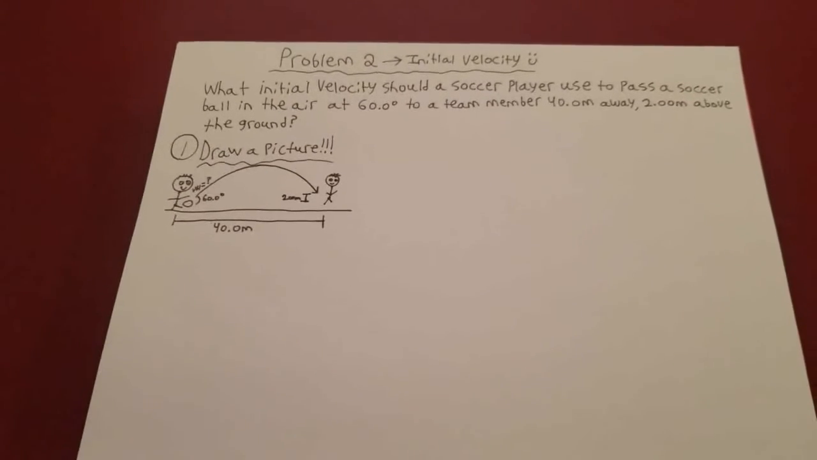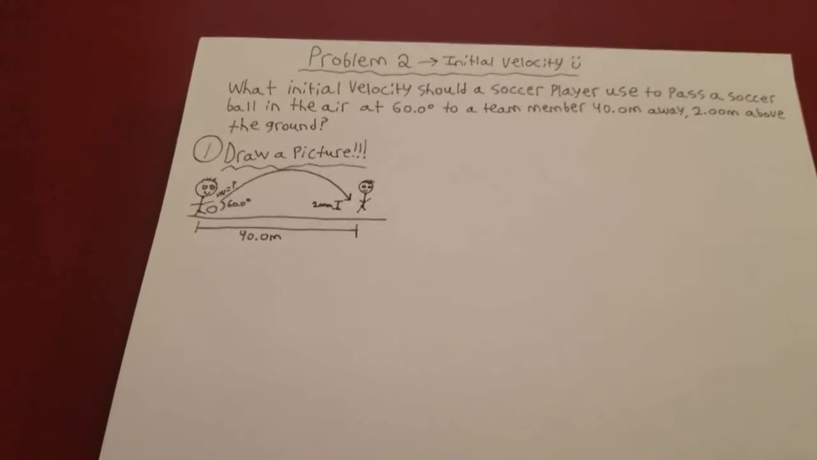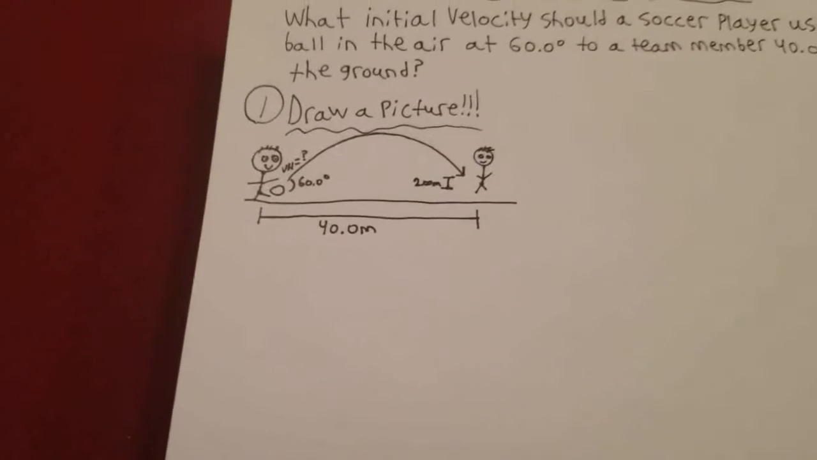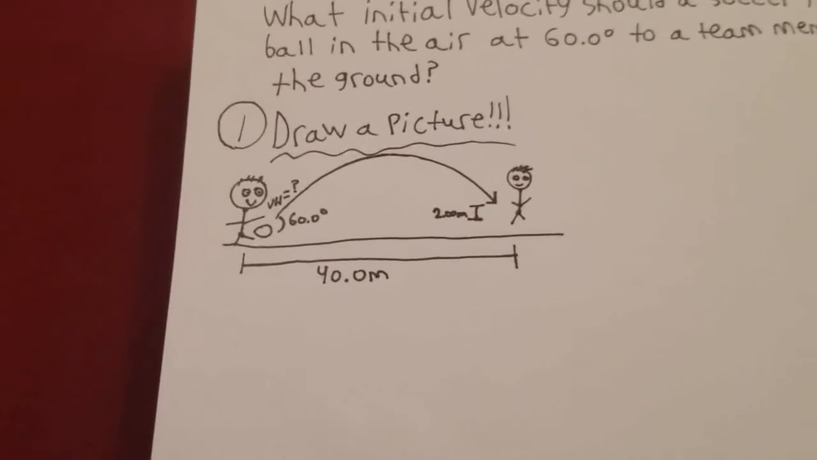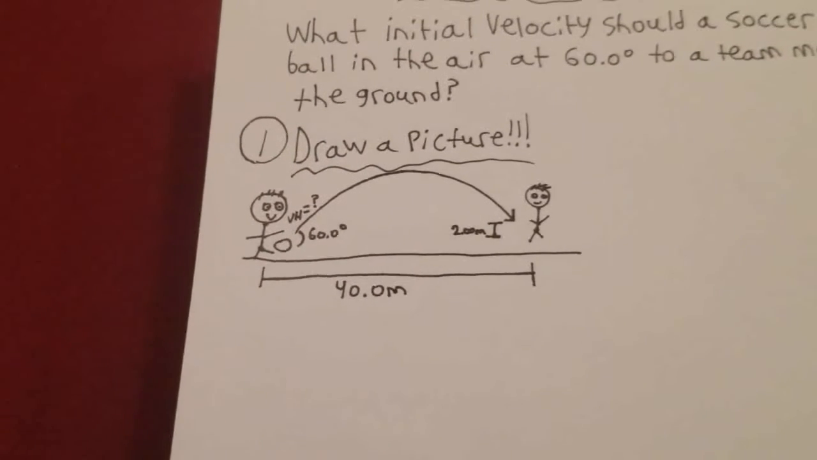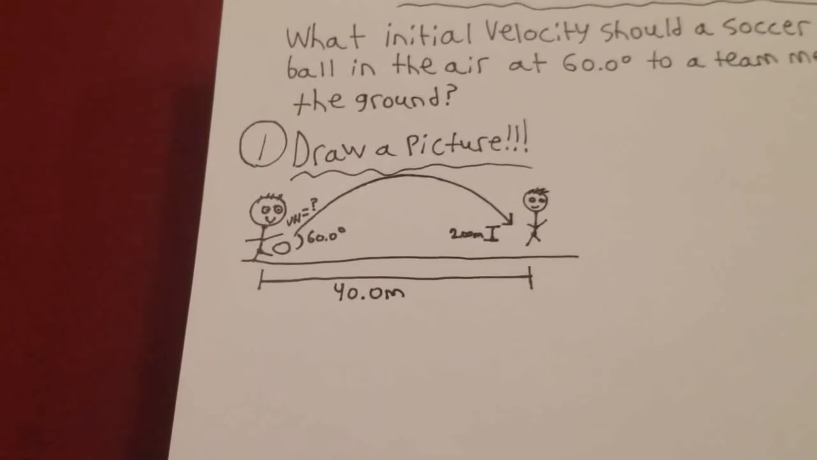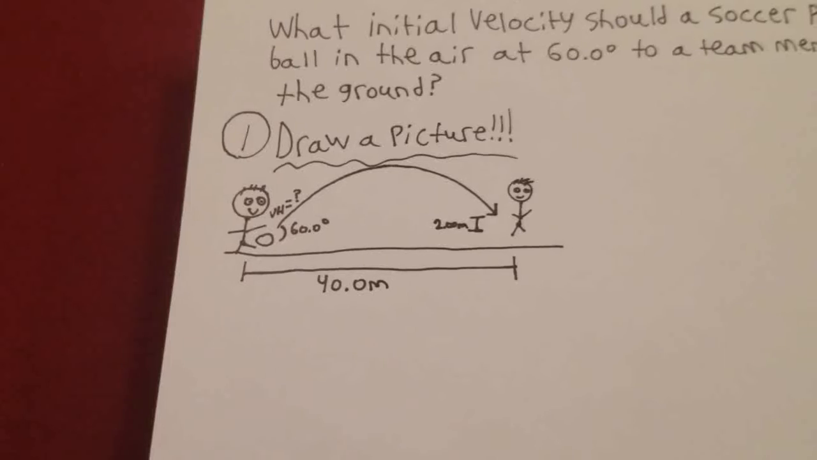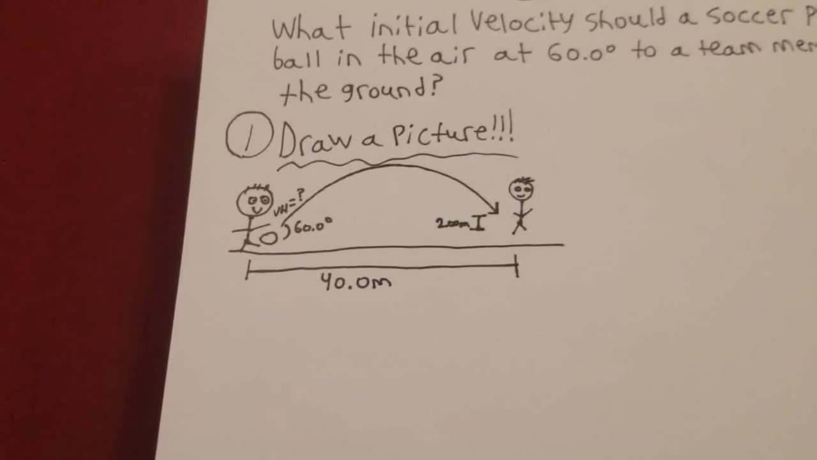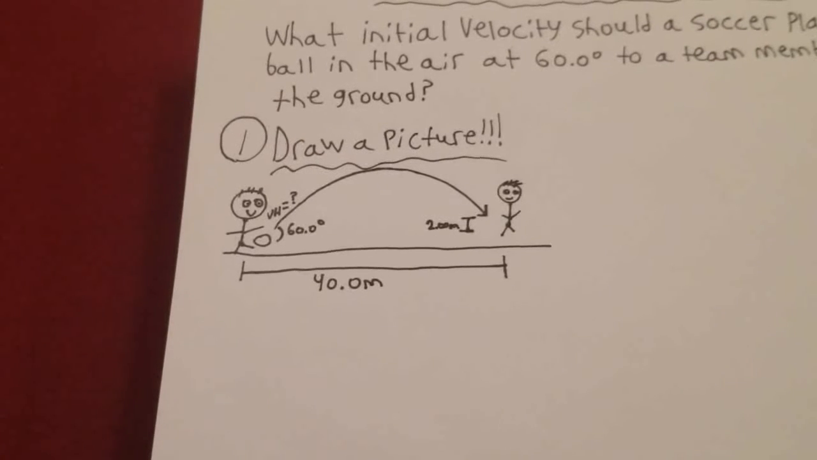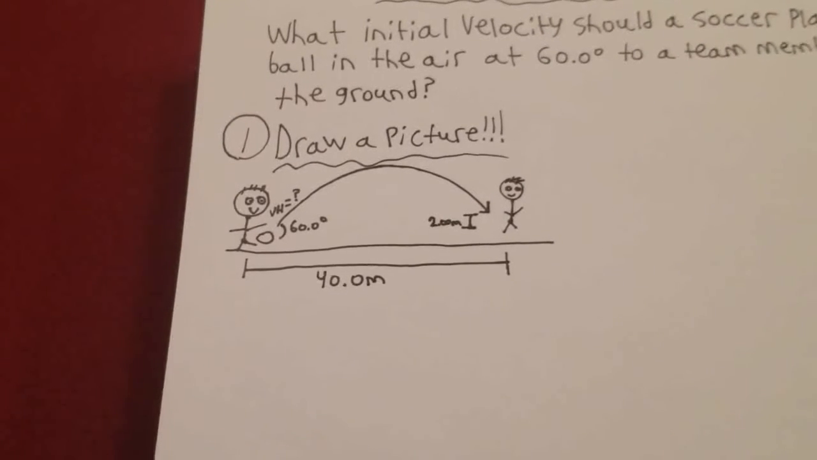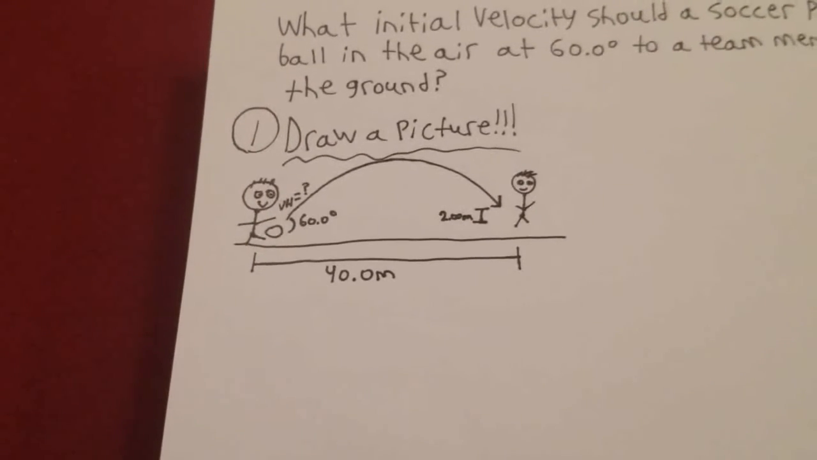All right, problem 2. We have drawn our picture now. This problem is different than the last one, in that now we are solving for initial velocity. So we have our picture here. We have the degree when he hits the ball, 60.0 degrees. We know that the teammate is 40.0 meters away, and that the ball is to be given to him 2.00 meters in the air. Now we are solving for initial velocity.